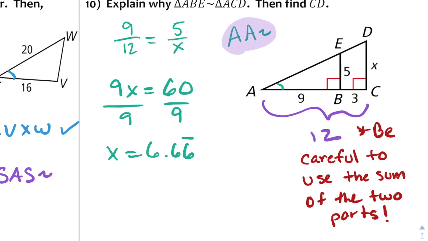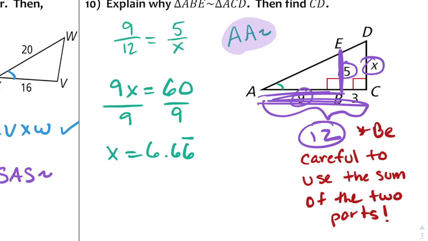Collectively, they add up to 12, and we have 5 and x to compare to. So 9 is to the whole thing of 12 as 5 is to x. It's the whole bottom part of this triangle compared to the whole side of this one, and then the whole length of this one compared to the whole length of this one.